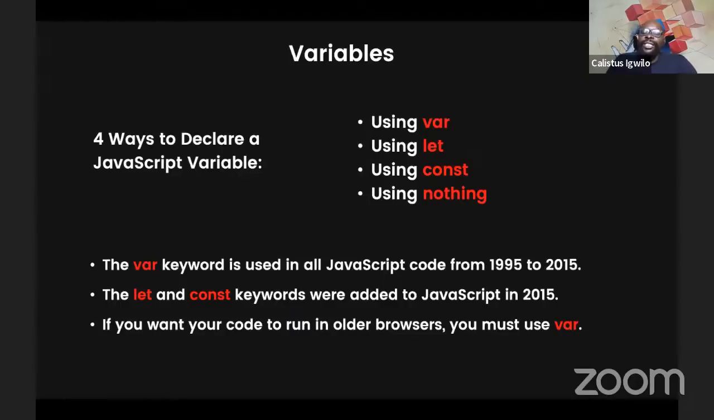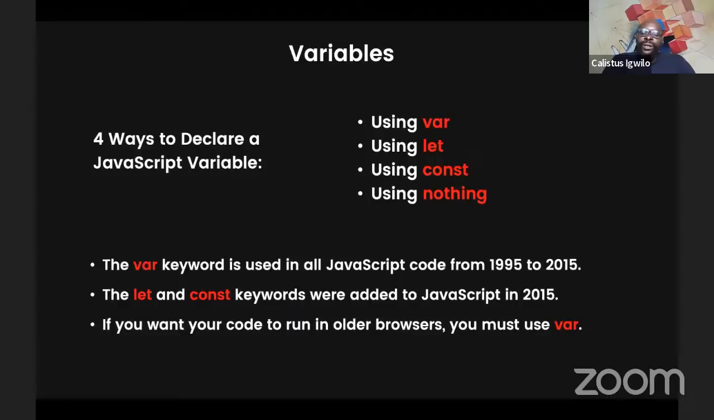So let's look at the differences between all of them now. The var keyword was used in all JavaScript from the beginning to about 2015. So it's way back. If you want to declare a variable, just say var for variable. That's it. But later on, new keywords were introduced, new ways of declaring a variable, and they are let and const. They were added in 2015, right?